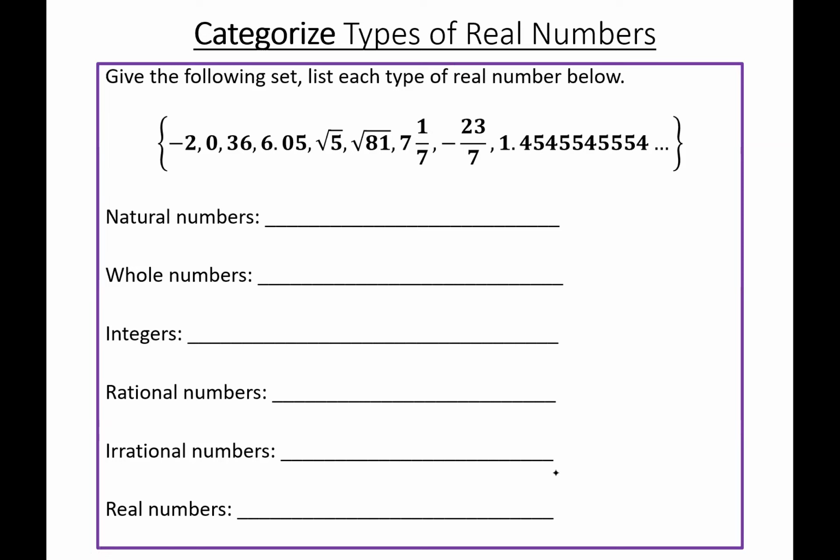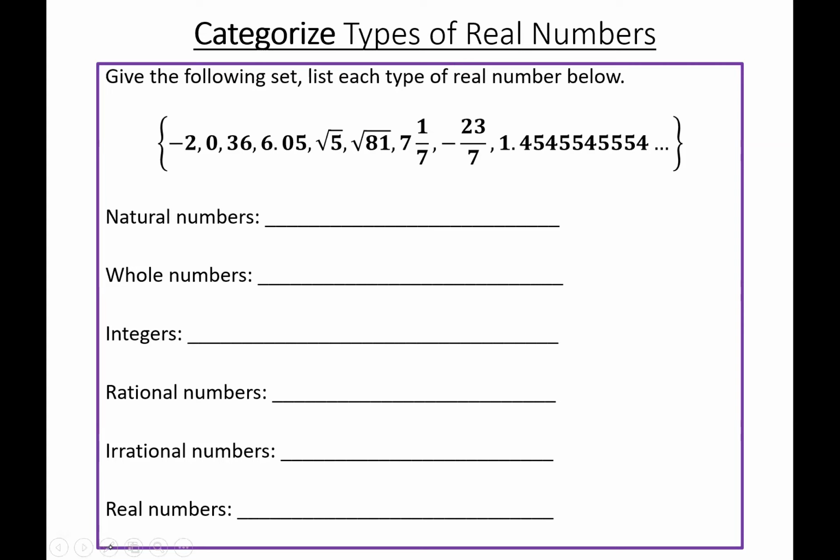So let's use what we just learned about types of real numbers, and let's see if we can take this really long set of numbers, and we will categorize each one. It says, given the following set, list each type of real number below. So they're listed in order. Let's start with natural numbers.